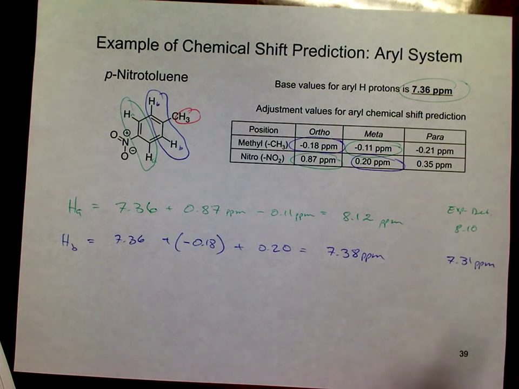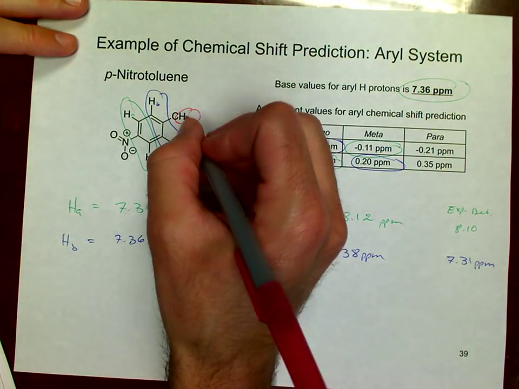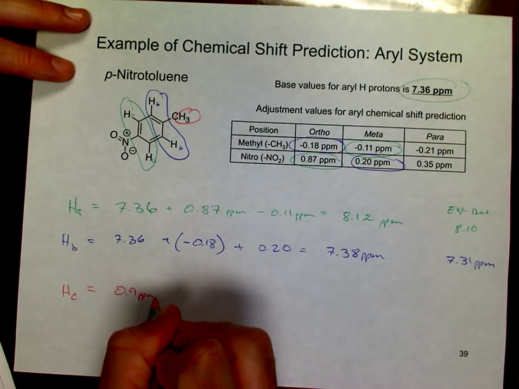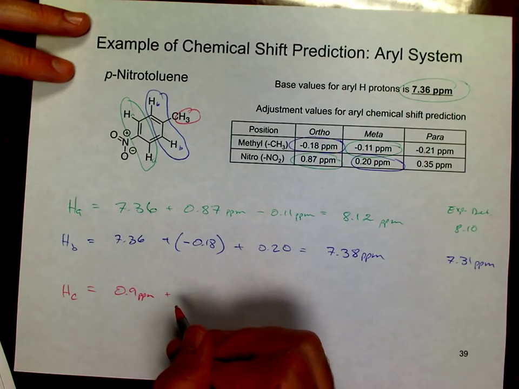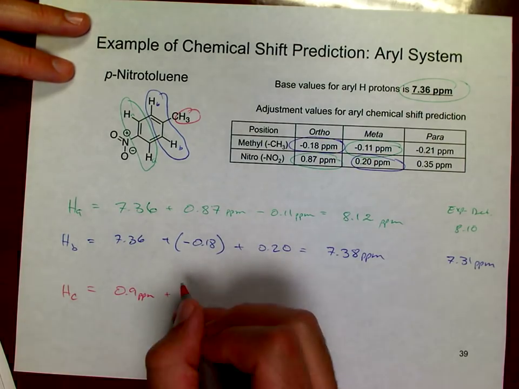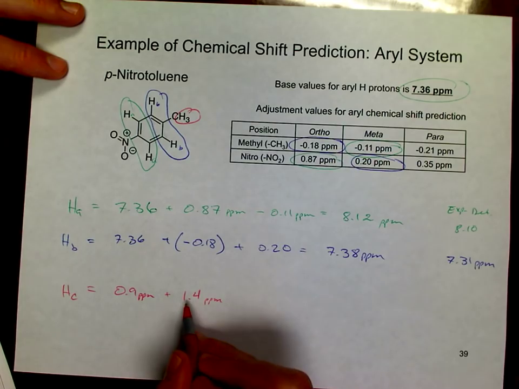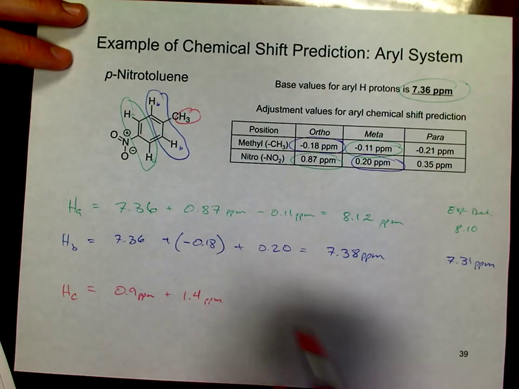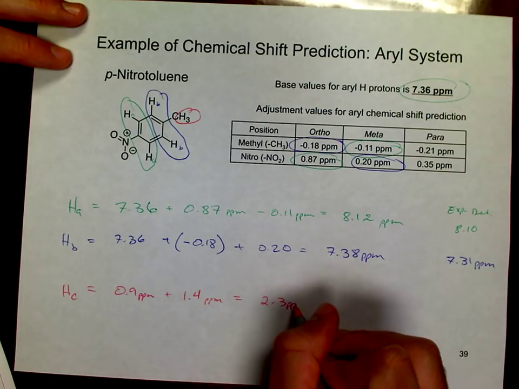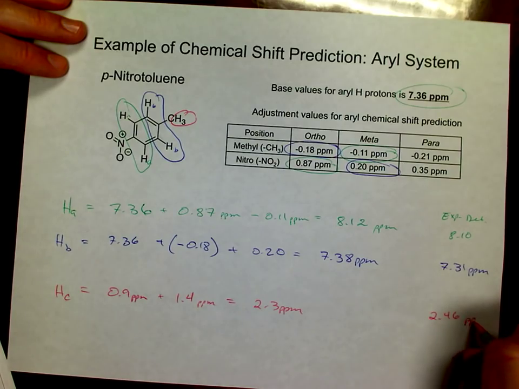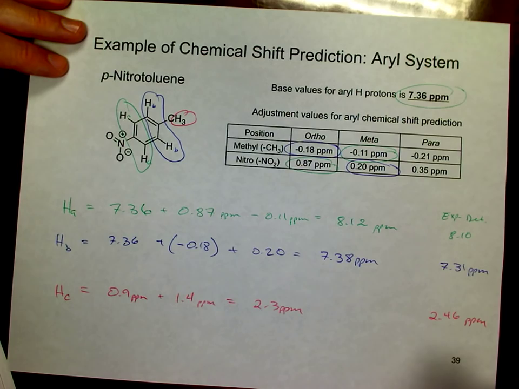Let's go ahead and do the methyl. I think some of the lectures I did the methyl, some I didn't, but I'll go ahead and put it in here. So let's just call these HC. That is a methyl, right? So the base value is 0.9 ppm. Alpha position is an aryl ring, and so if you refer to the chart on page 367 in your book, you'd see that you would have to shift downfield by 1.4 ppm for a methyl having an aryl ring at the alpha position. So that's 1.4 ppm. So that comes out to 2.3 ppm. And actual data shows 2.46. All right. So that's how you do that.